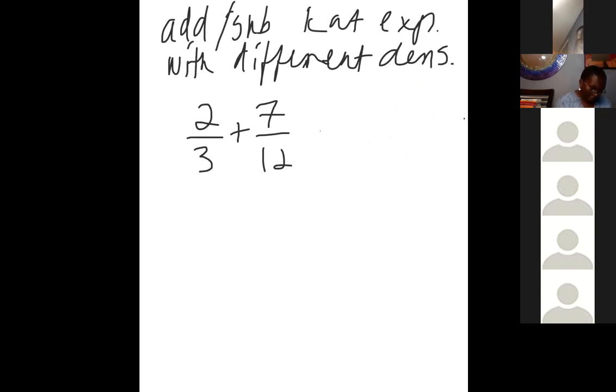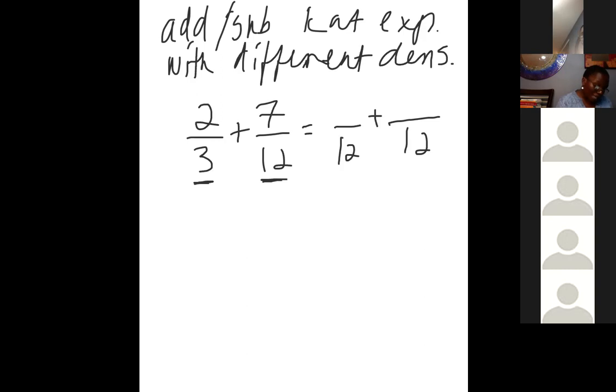The first thing you got to do is to go ahead and find the LCD between 3 and 12. The smallest number that 3 and 12 can go into evenly, the smallest multiple of 3 and 12. In other words, if you were to count by 3: 3, 6, 9, 12, 15, and so forth. If you were to count by 12, you'd have 12, 24, and so forth. What do they have in common? The 12. So that would be your LCD.